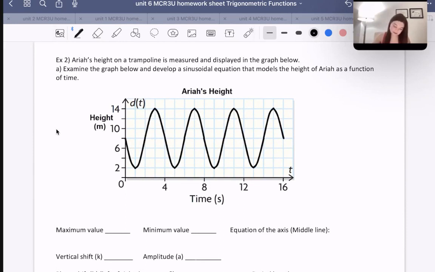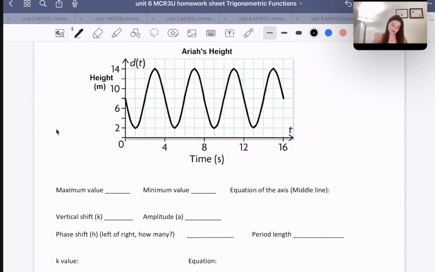Okay, so first things first, what is our minimum and maximum value? Well, our minimum is 2. So it seems like the lowest height she gets is 2. And the highest height she gets, because, right, she's jumping on the trampoline. So when she's really high, she's at a higher height. And then when she's bouncing down, she's at a lower height, right? So our maximum value, oops, I wrote 2 for maximum. I meant 2 for minimum and 14 for maximum.